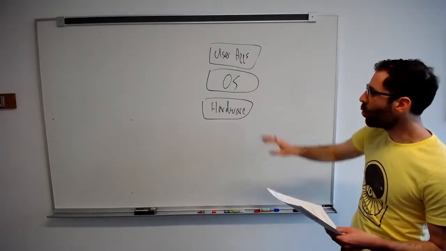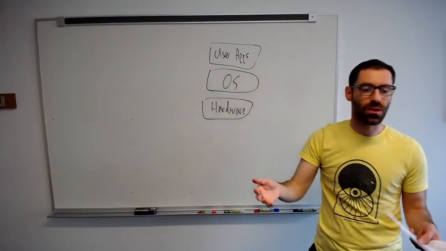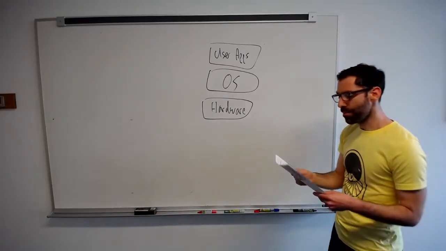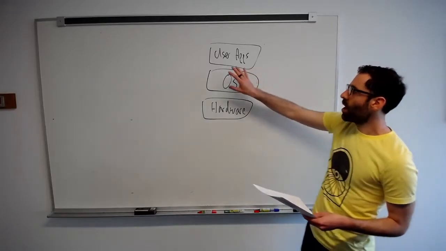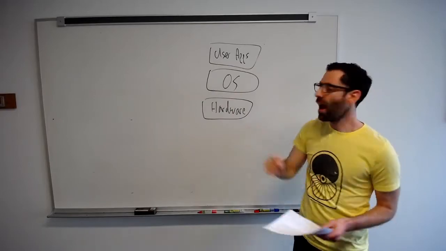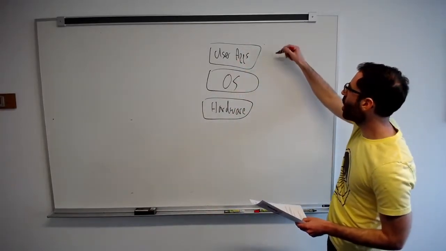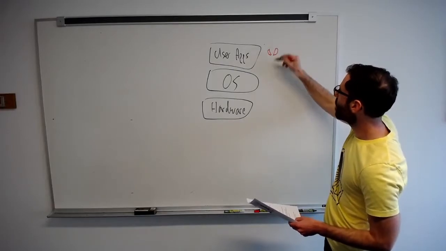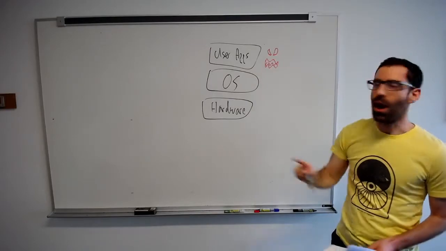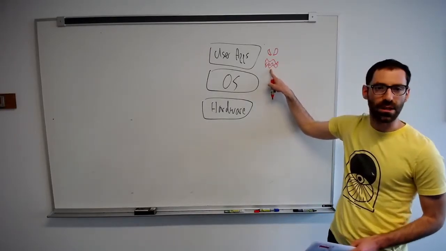Now, examples of operating systems: Windows, Mac OS, Linux, these are all operating systems. Why does the user have to go through the operating system to access the hardware? Well, one is we don't trust the user app. It might be very, very mean or bad or just extremely incompetent.